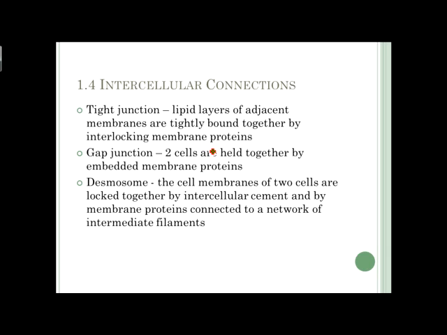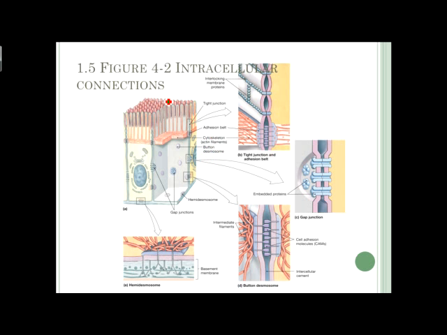And then we have a desmosome. The cell membranes of two cells are locked together by intercellular cement and by membrane proteins connected to a network of intermediate filaments. And these are a little bit of a bigger type of intercellular connection here. And here we go when we're looking at these. This right here is a tight junction, and it's pretty much these interlocking membrane proteins here that have cemented these membranes together.